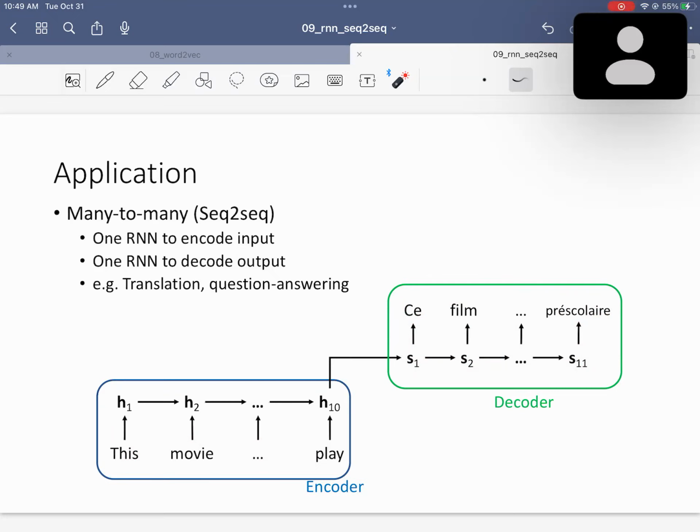That is why you need another RNN as a decoder, because you don't know how long the output sequence would be. So you need a variable length handler on both sides, the encoder side and the decoder side. So that's application number 3, sequence to sequence.